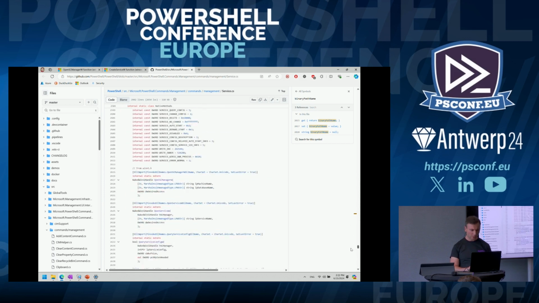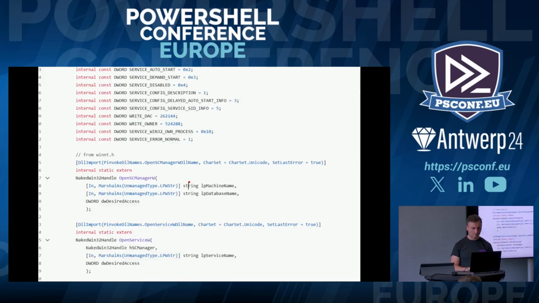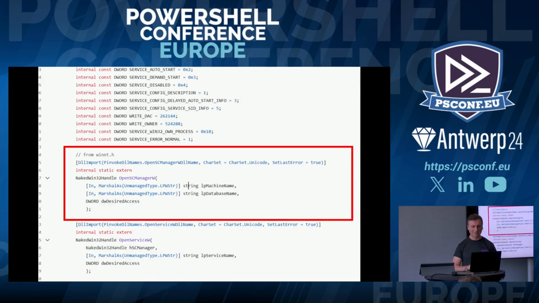I think it's faster just to find a line number rather than make a search. Look at this. Have you seen that before? So DLL import, P/Invoke, OpenSCManager, so our function, and so forth. If you look at the code on the GitHub, you're going to find those API calls, marshalling, and the parameters, machine name, LP database name, and so forth. So everything is there.